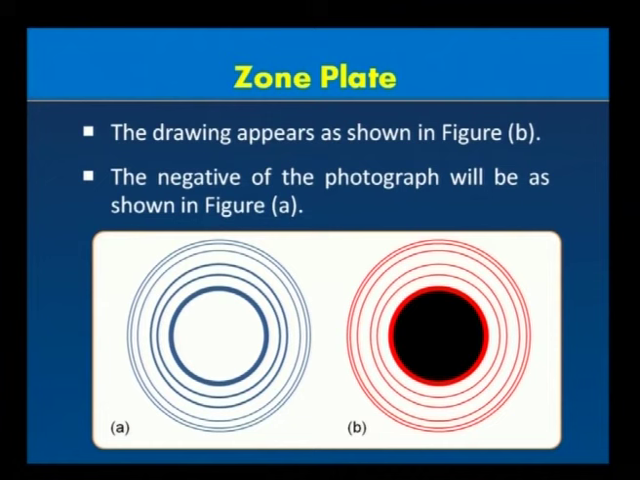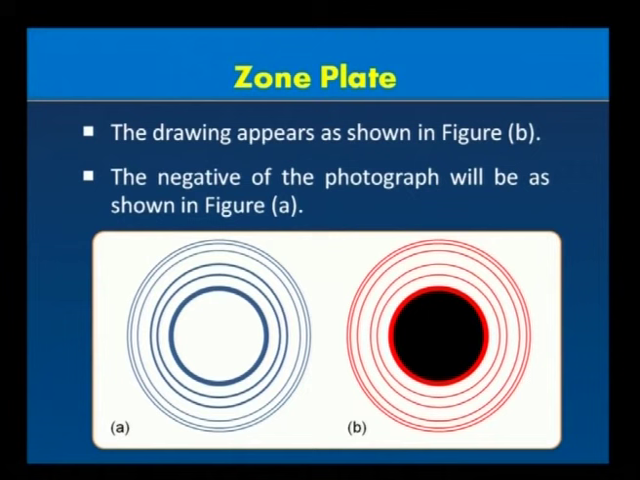That is your zone plate. The first one is darkened. The negative of it will be plain white paper. That will allow light. So this is dark, and the negative of it will allow light. So light will be allowed by the first zone, third zone, fifth zone and so on.